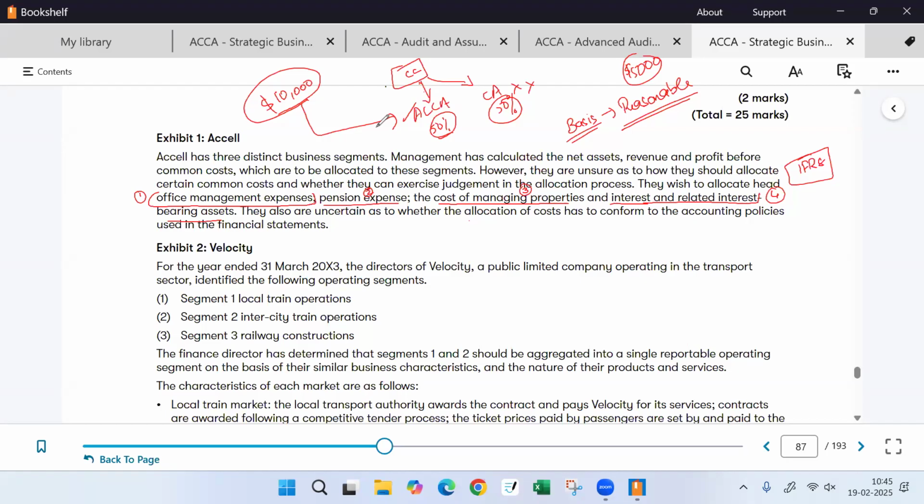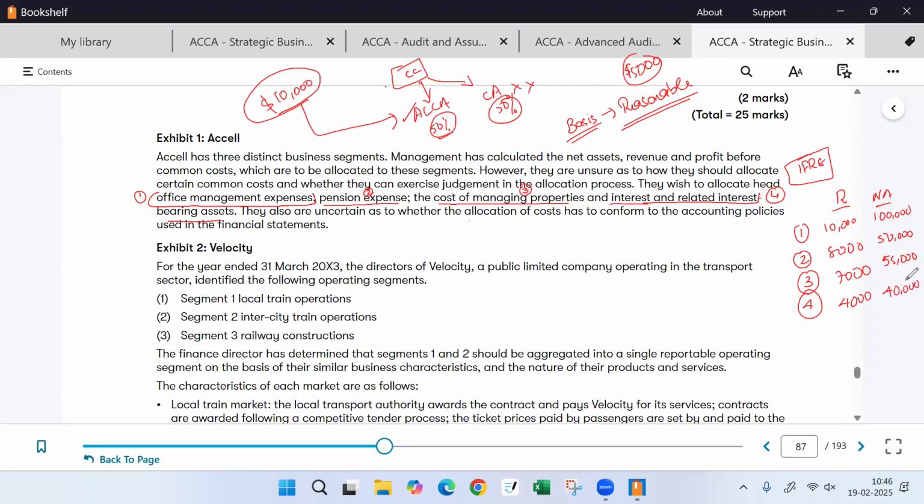Just imagine, let's say there are 4 segments, 1, 2, 3, and 4. Operating segment 1 has a revenue of, let's say, $10,000. Operating segment 2 has a revenue of $8,000. Operating segment 3 has a revenue of $7,000. And 4 has $4,000. Clear? Now, this is the revenue. Operating segment 1 has total net assets of, let's say, 100,000. These people have net assets of only 50,000. These people have 55,000. And these people have net assets of only 40,000.